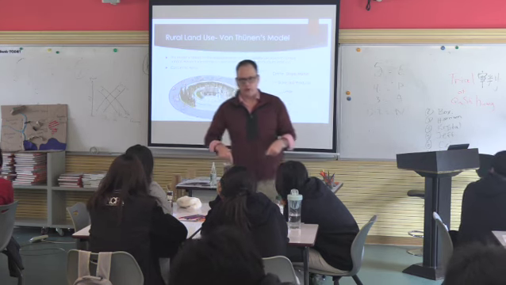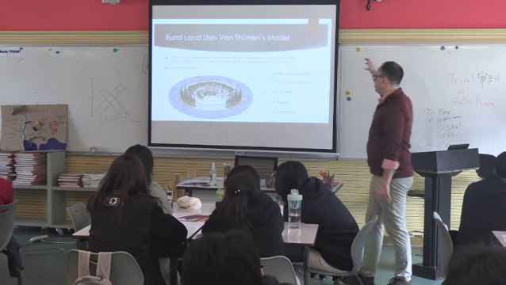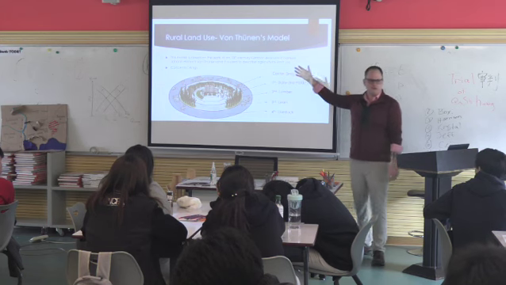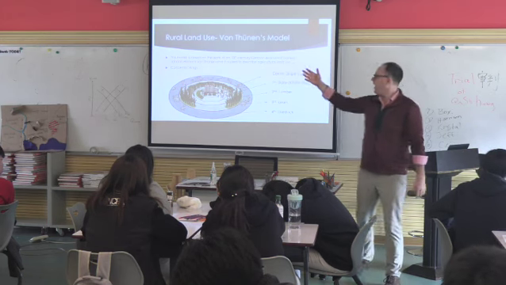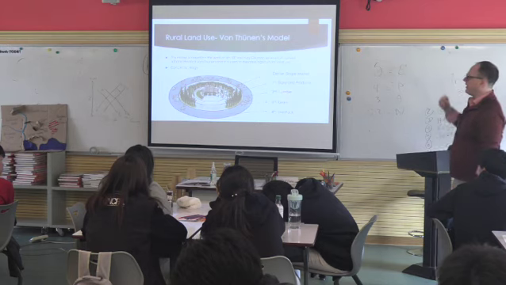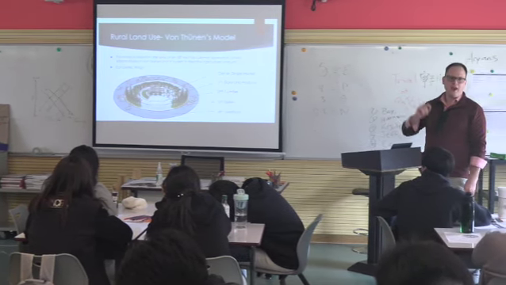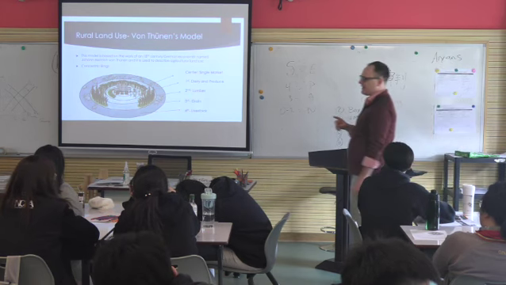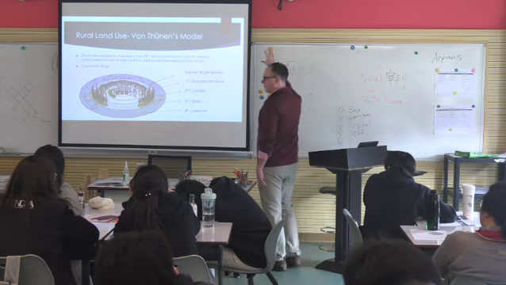All right? So, von Thunen's model was based on 18th century economist Johann Heinrich von Thunen. Very great name. And he used it as a way to describe where agriculture was located in relationship to German cities. And he said that agriculture developed like this.